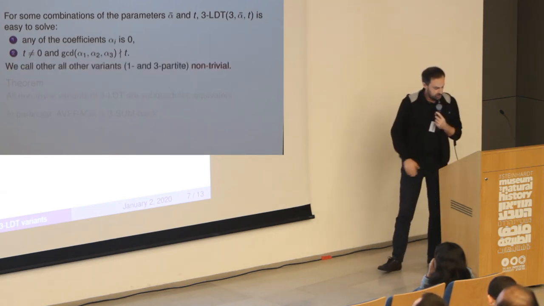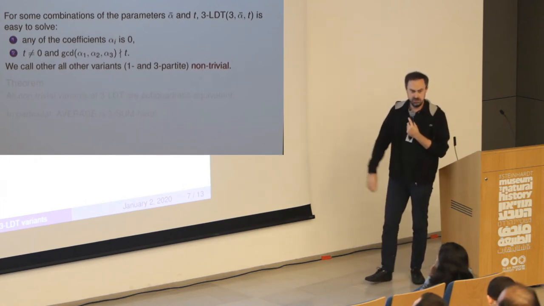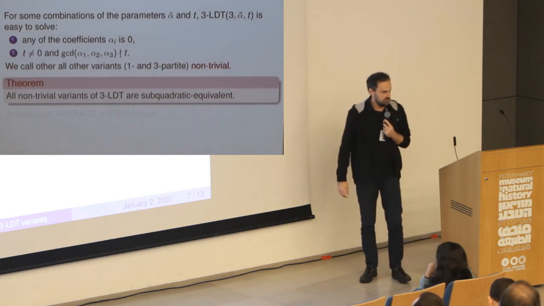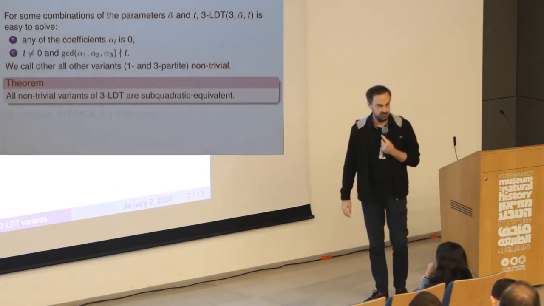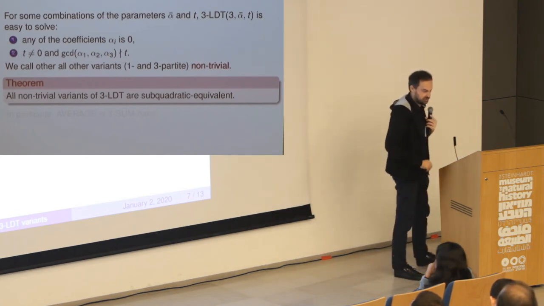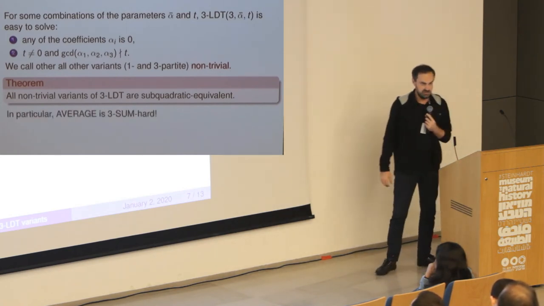So we call those variants trivial and everything else non-trivial. And now our main theorem is that all the non-trivial variants of this 3LDT are equivalent. So 3SUM would be one of them, and AVERAGE would be another. So in particular, we obtain that AVERAGE is 3SUM-hard. Okay.